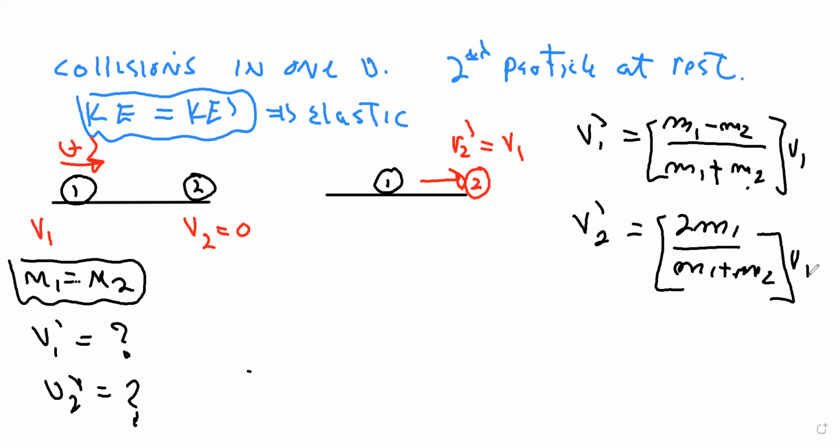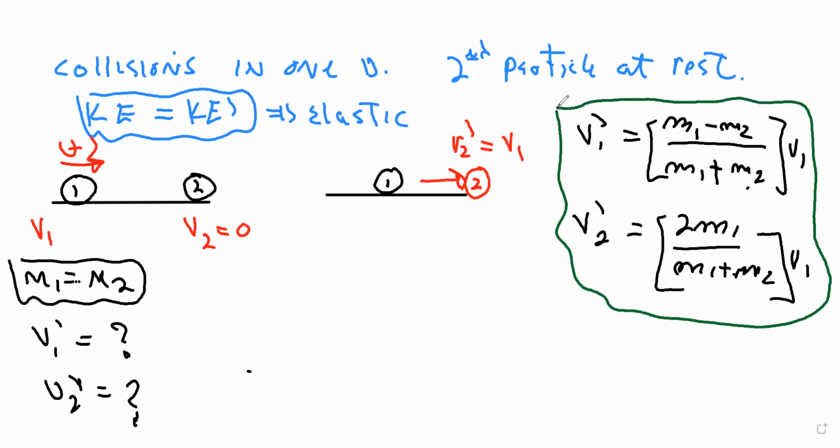We already said that V1 is the velocity of the first particle before the collision. These equations can only be used when the two particles are colliding in one dimension, and when the collision is elastic. If the collision is elastic and in one dimension, then you can use these equations right here. So we can calculate velocity 1 prime.